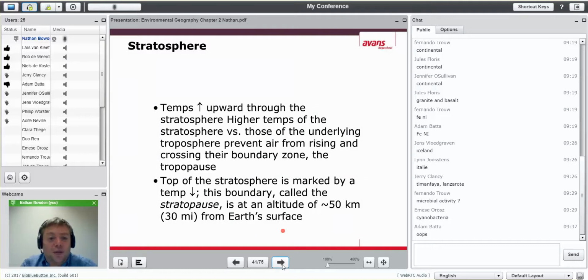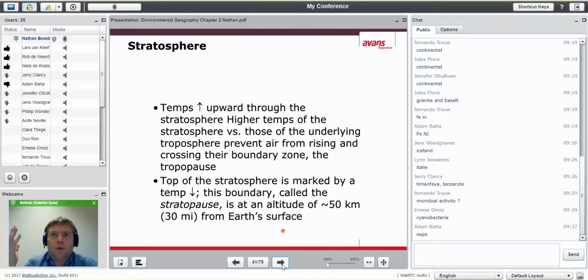The stratosphere, the temperatures increase. You may not know this, but in the troposphere, the temperatures decrease as you go up, but in the stratosphere, it starts increasing again. It has higher temperatures in the stratosphere versus the troposphere, which prevents the rising and crossing of this zone. Between the troposphere and the stratosphere is the tropopause, and it's caused by the change in temperature.